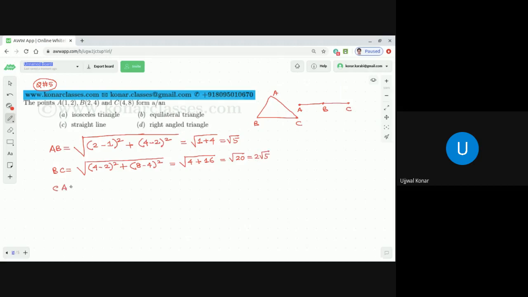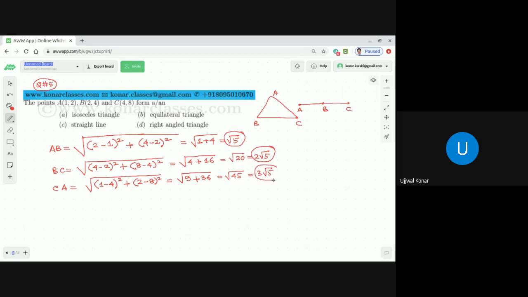And let's find what is CA, that is equal to square root of 1 minus 4 whole square plus 2 minus 8 whole square. 1 minus 4 whole square is 9, and the other is 36, so that is equal to square root of 45, so it is 3 root 5.